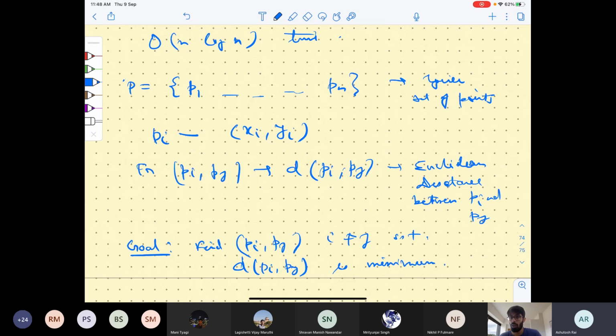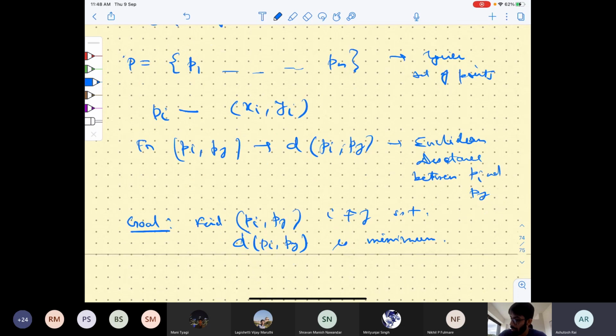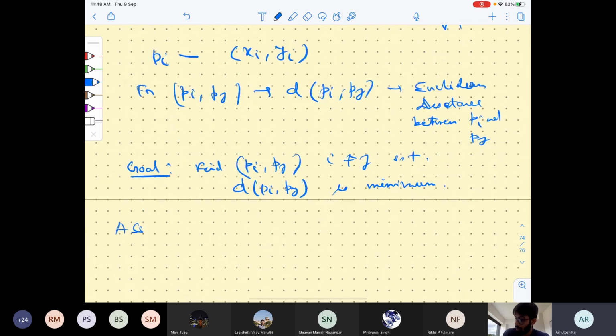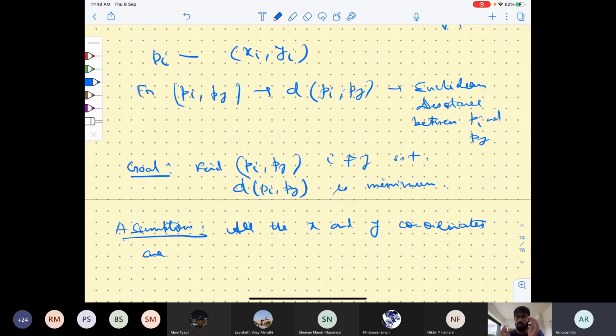Tomorrow we'll look at this particular problem, and there is one assumption that we'll make: that all the x and y coordinates are different. We'll see how to get rid of this assumption also, but you can just rotate the given set of points very slightly, and that will make all the coordinates different, while the relative distances of those points will not change.